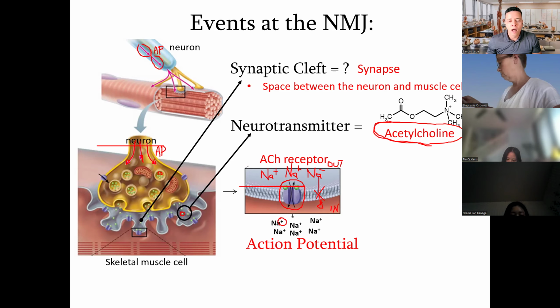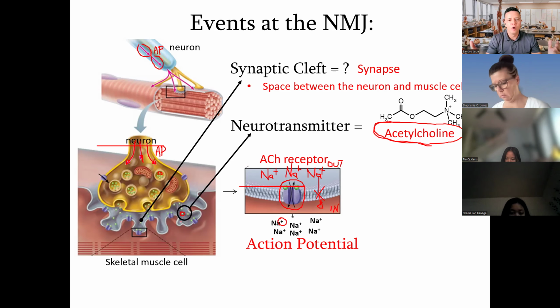Now, once the neurotransmitter, once the acetylcholine enters the synaptic cleft, the acetylcholine is going to bind to the ion channel and will allow the ion channel to open. Guys, the acetylcholine is like a key to open a door. What is the acetylcholine opening? What door is it opening? It is opening the door for the sodium to enter the cell.